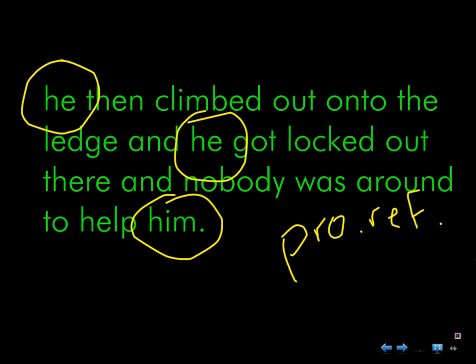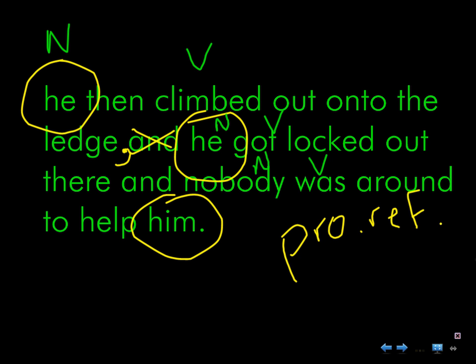Sentences are subject-verb. Right? Noun-verb. Can anybody tear this apart and find the noun-verb pairings for me? Very simple. David. Okay. We've got noun, verb, he climbed. What else? Yep. He got. Are they correctly joined? Actually, they are, because you've got the ands. Technically, you could do this, make this a comma. He then climbed out onto the ledge. He got locked out there, and nobody was around to help him.